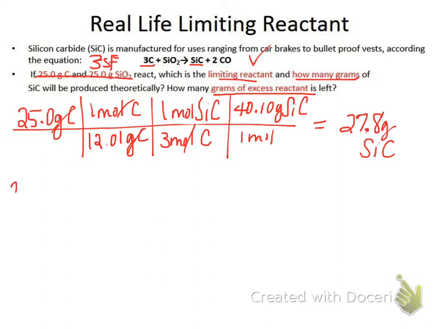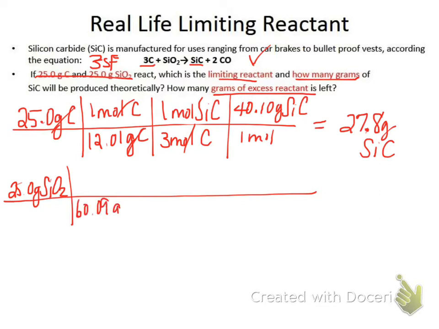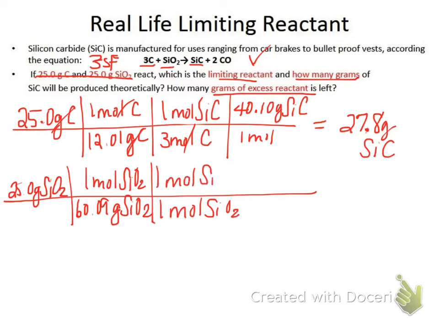So now we're going to say 25 grams of silicon dioxide. Divide by the molar mass, 60.09. Now our ratio there is 1 to 1, so we have 1 mole of silicon dioxide producing 1 mole of silicon carbide. So cancel, cancel, cancel, cancel. Well, I canceled too soon, but we know we're going to do molar mass on the end, so let's go ahead and do that.